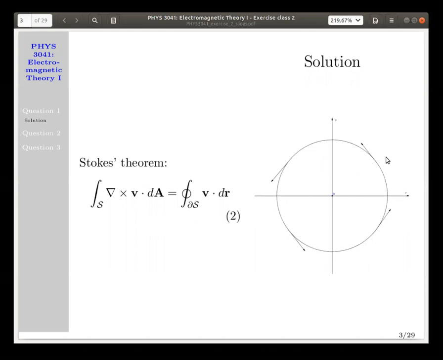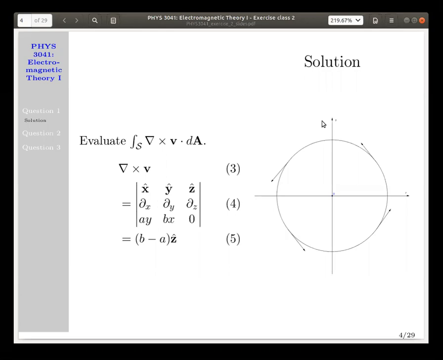To determine the direction of the path integral, you can make use of the right-hand rule. First you point your right thumb in the direction of the normal vector of the area. Here we have chosen the normal vector to be pointing along the z-axis. So you point your right thumb along the z-axis, and the direction in which your other fingers curl will be the direction of integration of this path integral, which is anticlockwise.